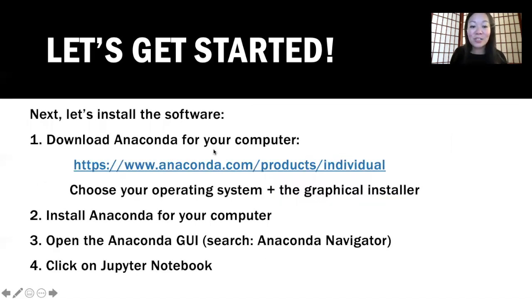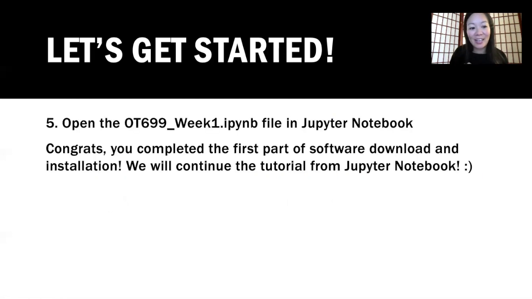All right, the next part is we're going to install the software. So like I said, I'm going to do this live with you. I actually had Anaconda on my system, but I deleted it and uninstalled it so that I could do it again with all of you and show you exactly what this whole process looks like. We'll install Anaconda. We'll open the GUI, which is Anaconda Navigator, and then we will click on Jupyter Notebook. And then within Jupyter Notebook, we will select this OT699 file that we downloaded into our computer, and then we will start typing a few basic commands. So, all right, I'm going to finish this video. In the next video, I will show you the complete download and installation.